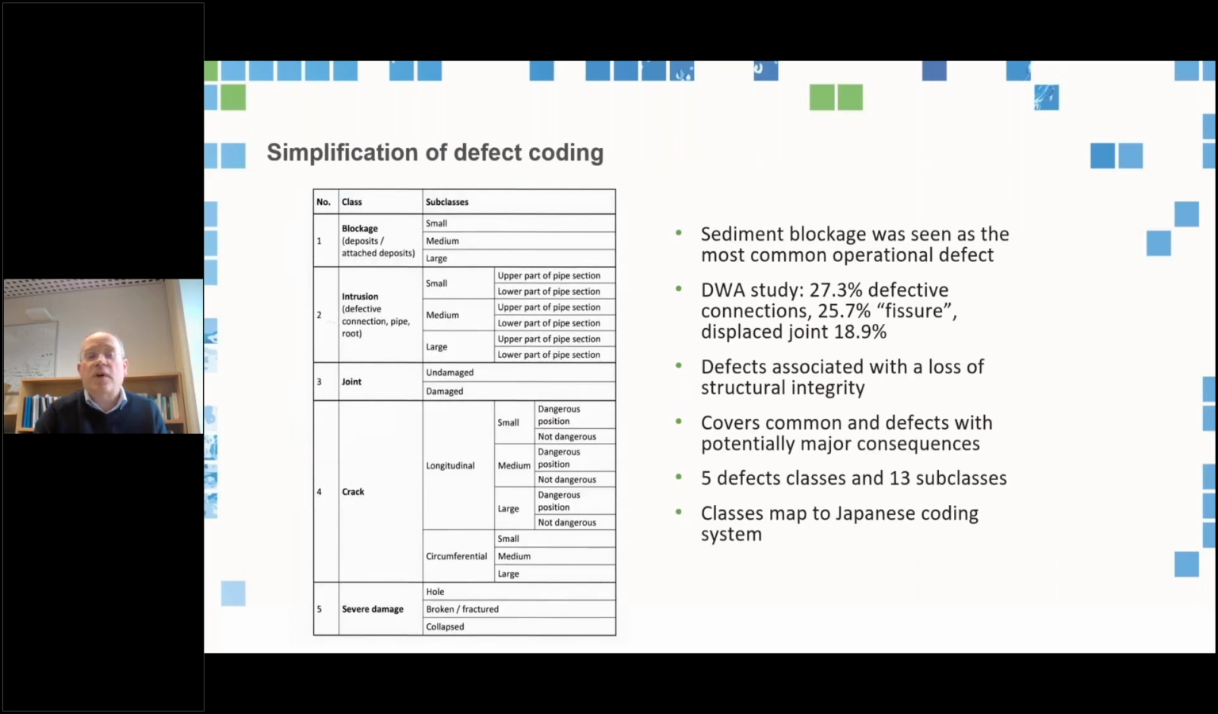So in terms of simplifying the defect coding, we've gone down from 300 to 5 classes with 13 subclasses, and we've based that on the prevalence of defects and the defects that have significant impact on structural integrity. So we're looking at blockages, intrusions, joints, cracks, and instances of severe damage.